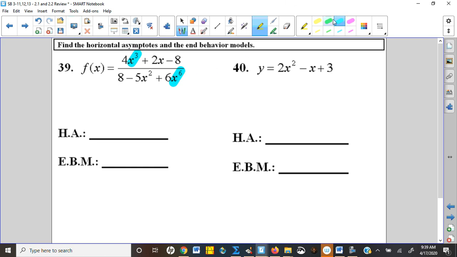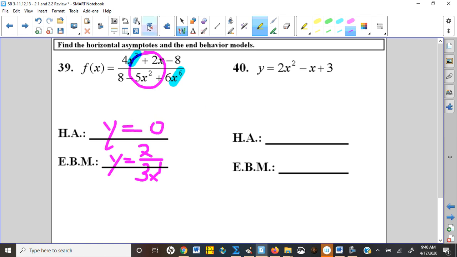Whenever the denominator is more powerful, when you start looking towards infinity or negative infinity, it's just going to get tinier and tinier. The fractions are going to collapse to zero. So that means your end behavior model, we said, was 2 over 3x to the third, but more importantly, the horizontal asymptote is at 0.